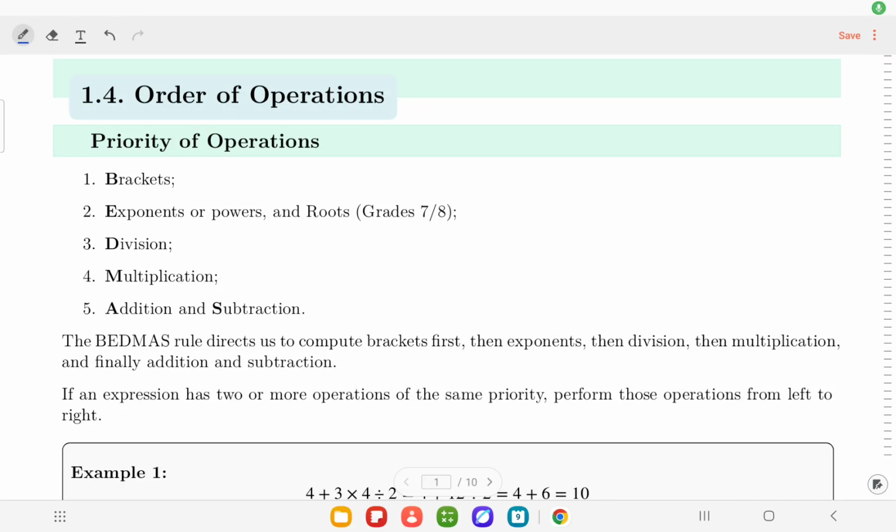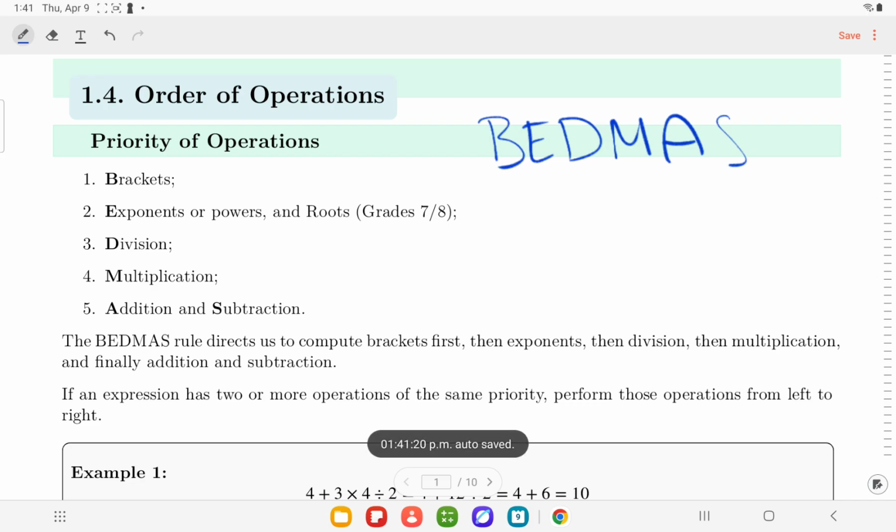Hello everybody, welcome to our fourth lesson that is going to be on the order of operations, which follows the acronym BEDMAS, where the B stands for brackets, the E for exponents or square roots or roots in general, D for division, M for multiplication, A for addition, and S for subtraction.